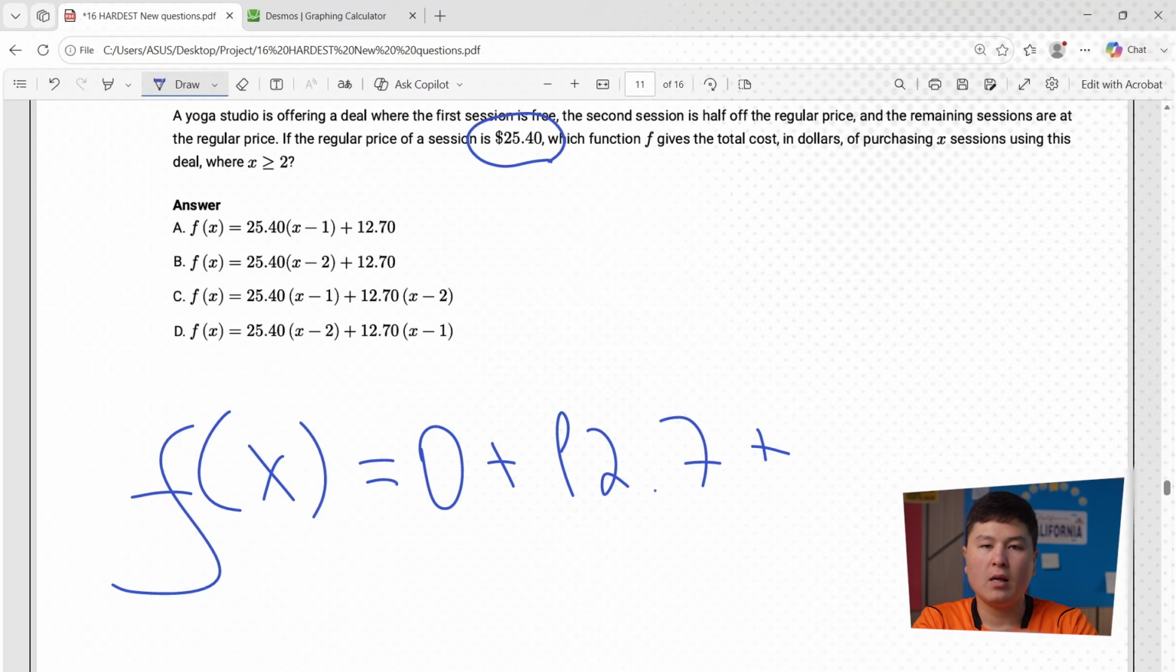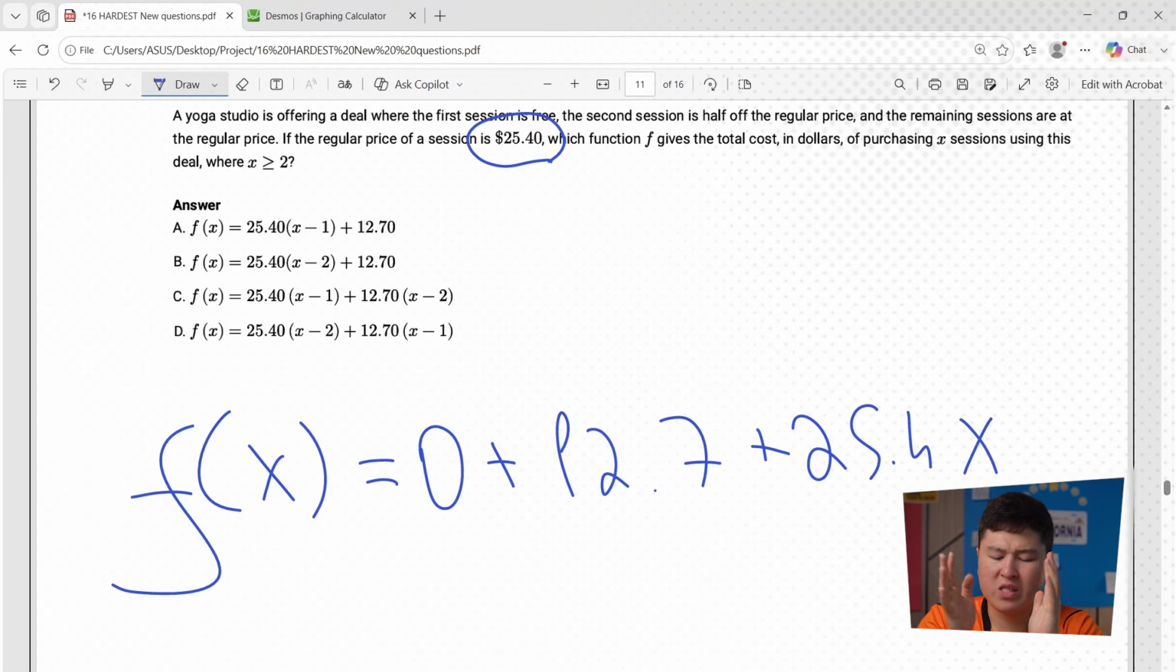And plus, starting with the third session, it will be 25.40, but not multiplied by x. I've seen most of the students just multiply by x, but this is wrong. So what you have to do, you guys already have 2 sessions, right? You already passed 2 sessions. So you have to subtract 2 from the total number of sessions, because x is the total number of sessions. So x minus 2, we're going to have the final equation.